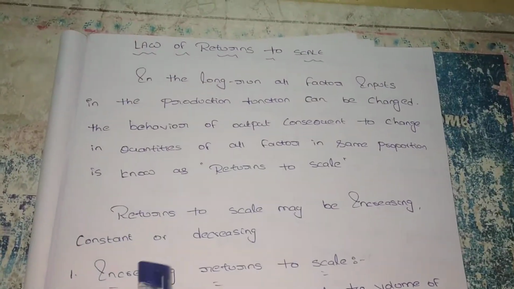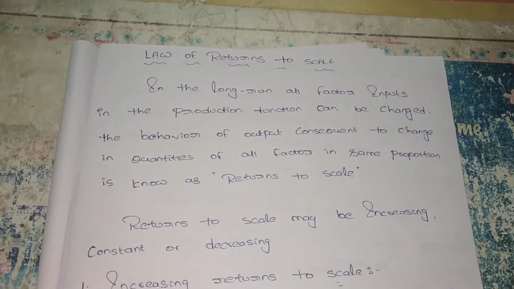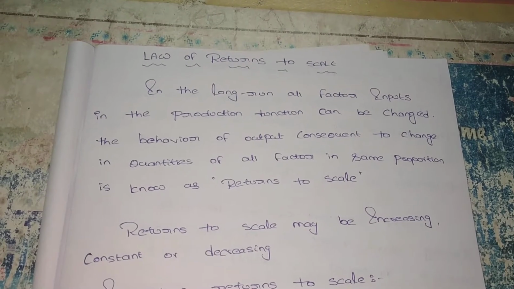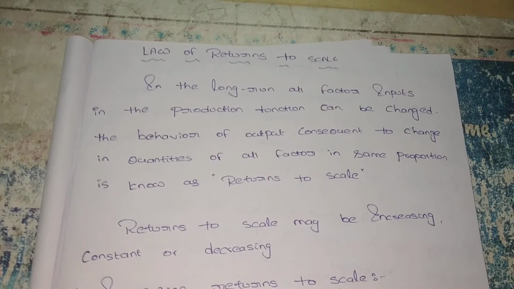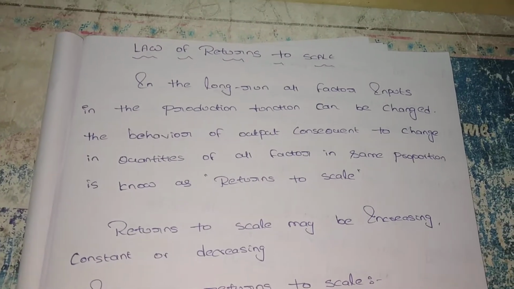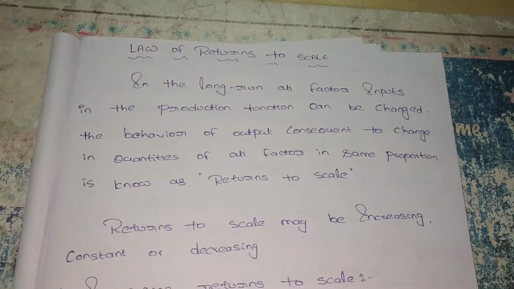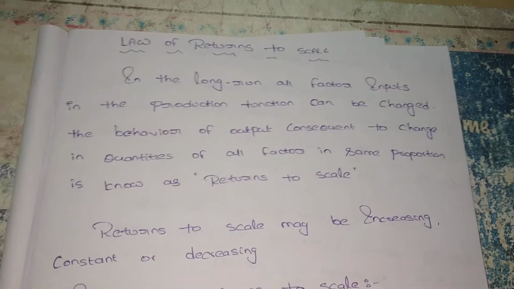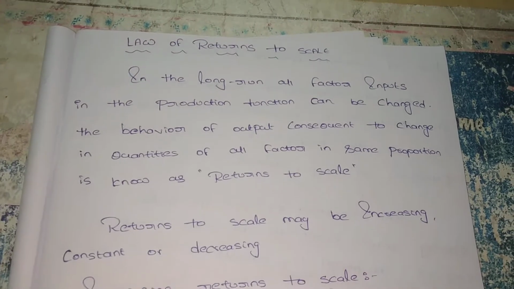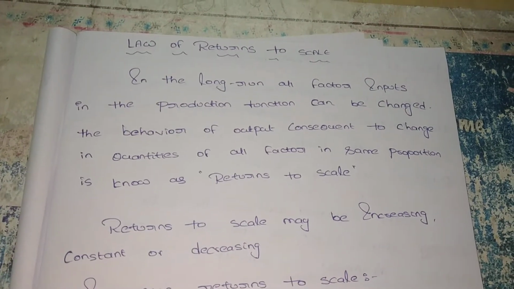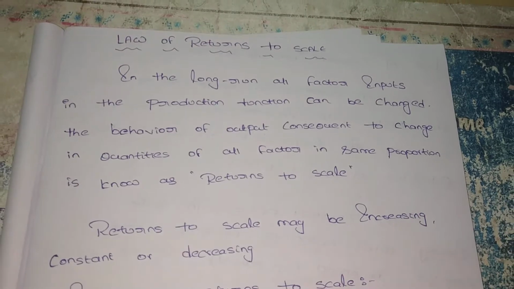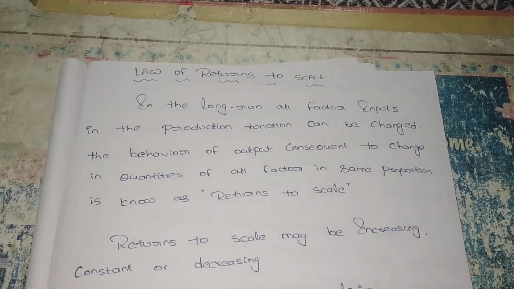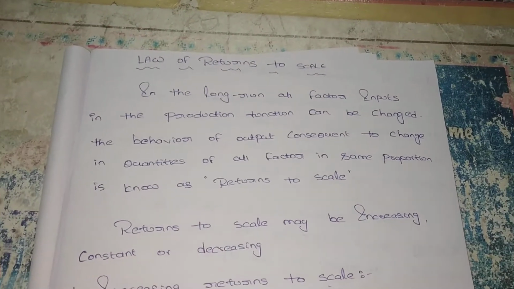Returns to scale may be increasing, constant, or decreasing. It is not only the case that a 10% increase in inputs gives a 10% increase in output. It may be increasing, decreasing, or constant. Decreasing means that when inputs increase by 10%, output increases but by less than 10%, so we say there are decreasing returns. So what is the law of returns? The law of returns explains how much proportionate increase in output results from a proportionate increase in inputs.